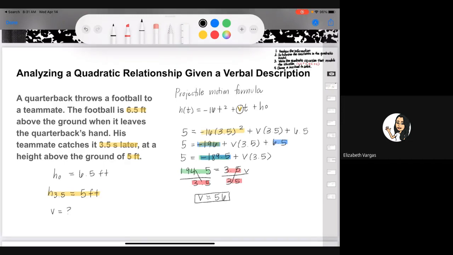56. So now what this allows me to do is create a quadratic formula that will model this situation and allow me to find the height at any moment in time. So basically, I'm going to go back and plug in my V. Now that I know my V, I can plug it in. My height will be equal to negative 16 T squared plus 56 T, because that's my velocity. We found out that V is 56, T, and then my H0 that I'm given is 6.5.